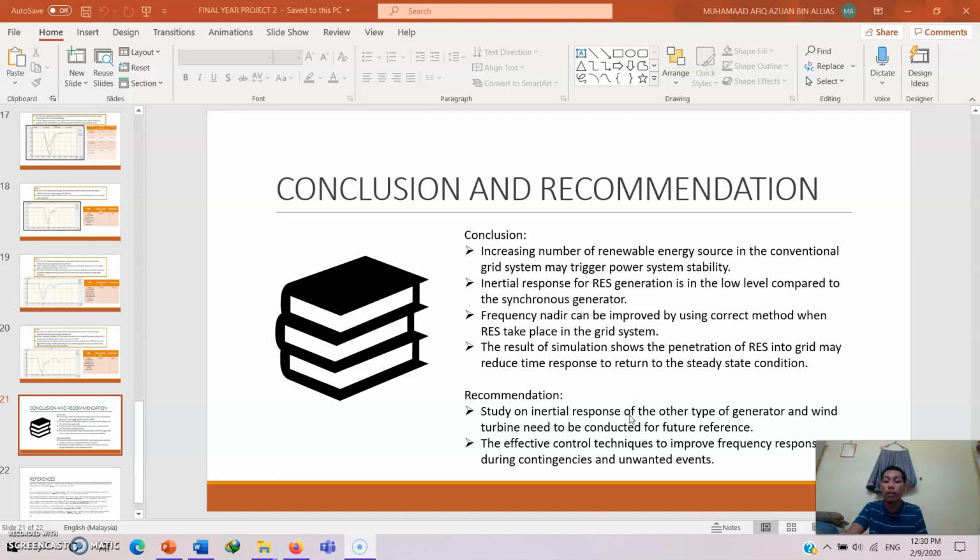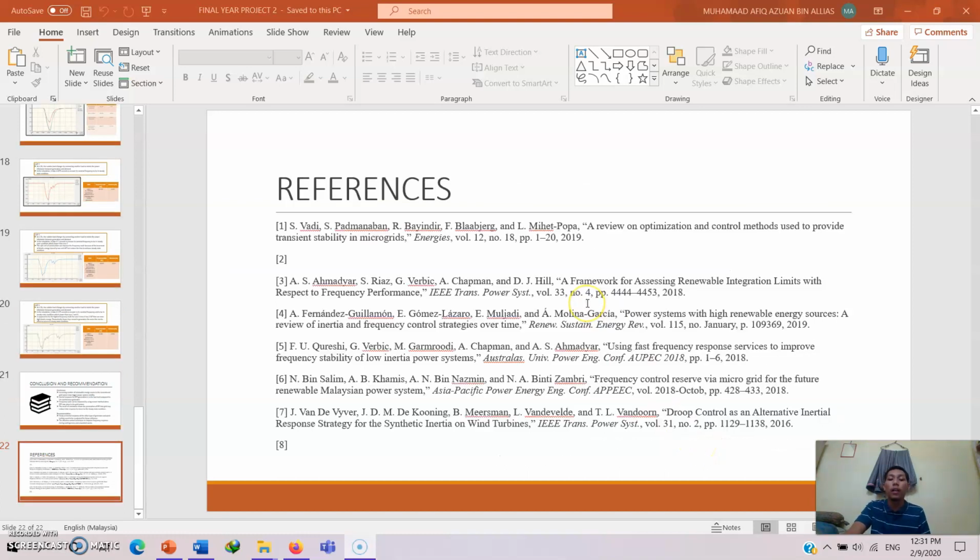Okay, for the recommendation, a study on the inertial response of other types of generators and wind turbines needs to be conducted for future reference, and an effective control technique to improve frequency response during contingencies and unwanted events, even though the penetration of RES is high, can be studied in the future.